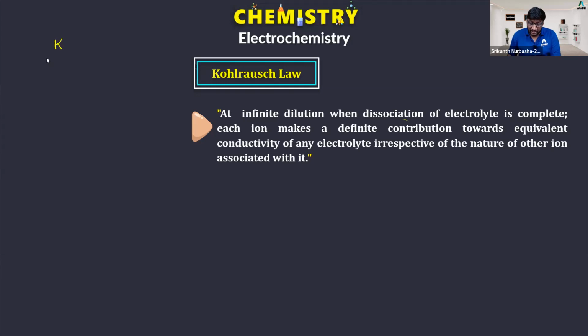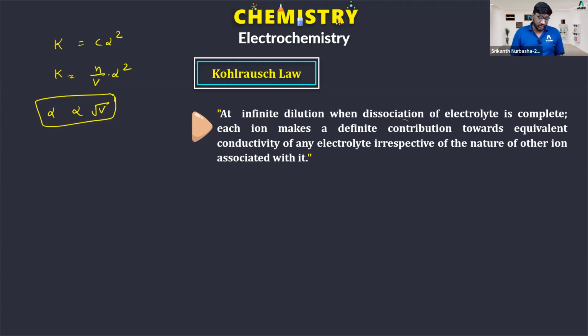But what we are saying is that at infinite dilution, the dissociation of the electrolyte is complete. K is equal to C alpha square, where C is number of moles by volume, into alpha square. So alpha is directly proportional to under root of V. If you are doing the dilution, at infinite dilution what happens? Volume is going to be very high. If volume is very high, alpha will be very high. If alpha is very high, you can assume the weak electrolyte also to be a strong electrolyte where the dissociation has been done completely.